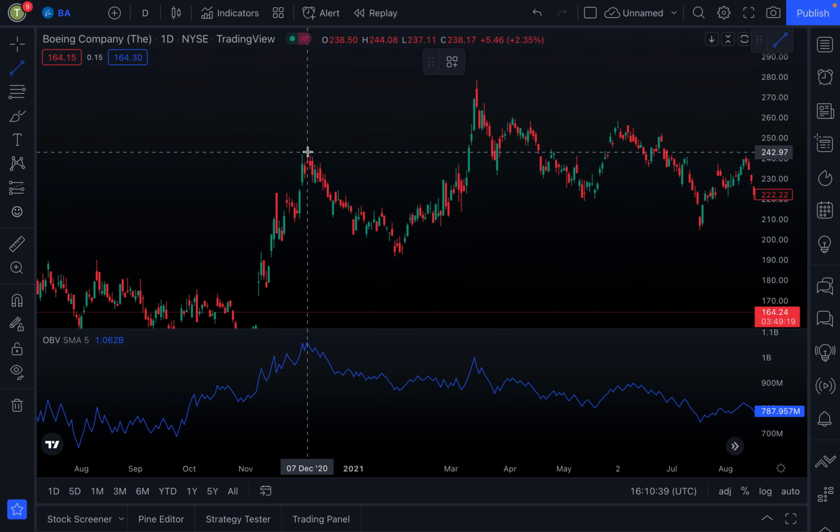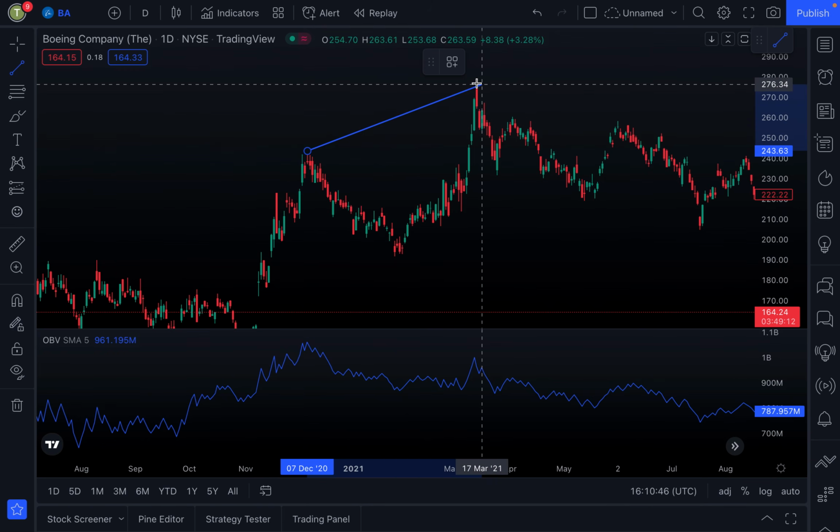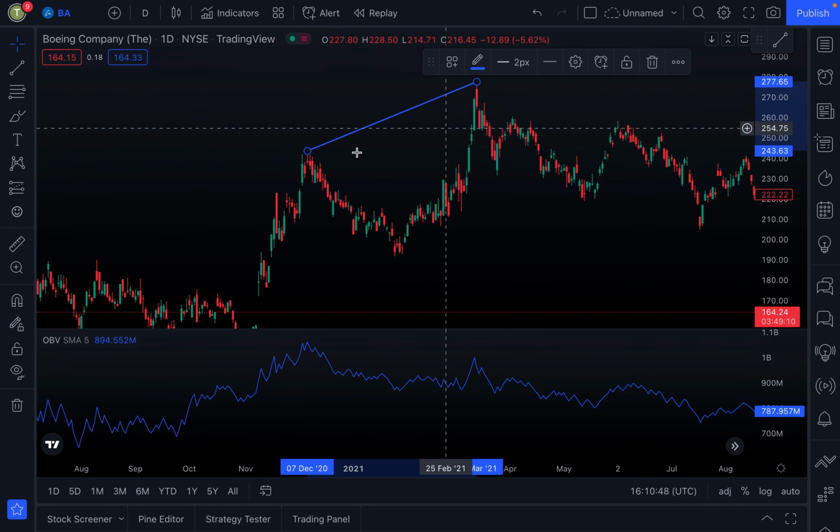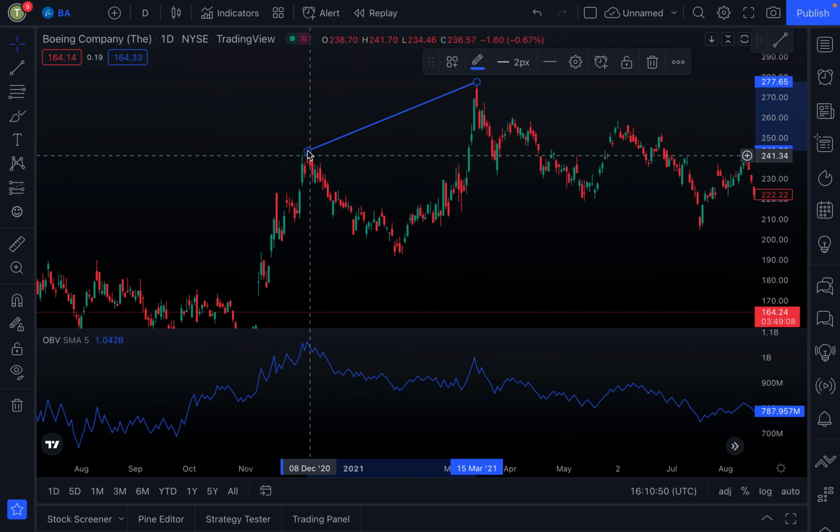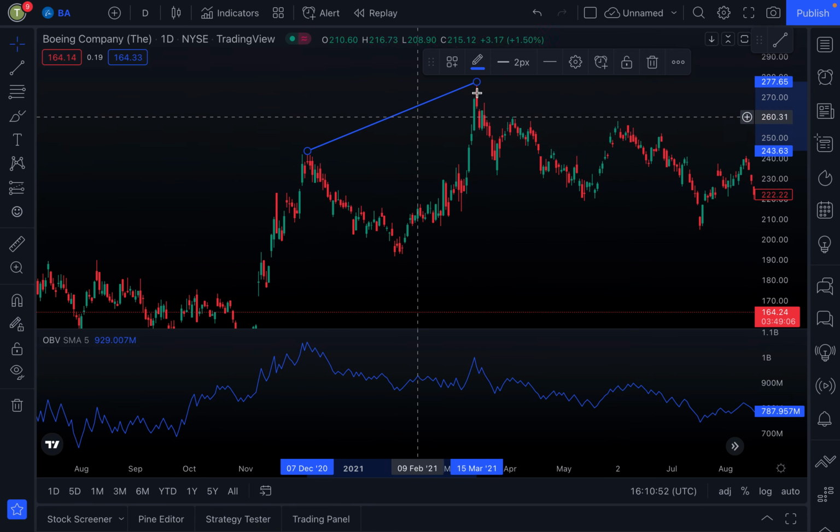Right? If I plot a point here, and then I go and plot another point at the next higher high, which is right here, right? We see, what do we see? We see that it made a new higher high. So this line here is sloping upwards.